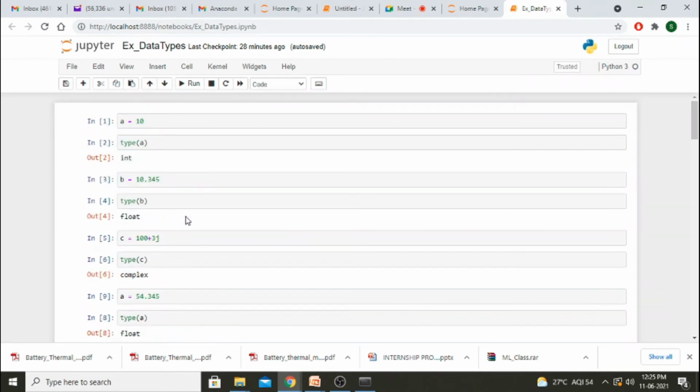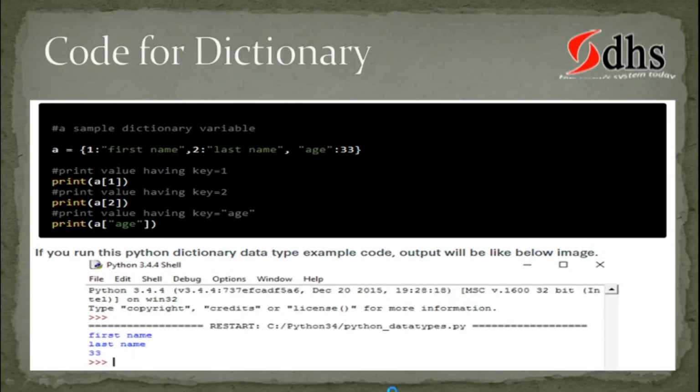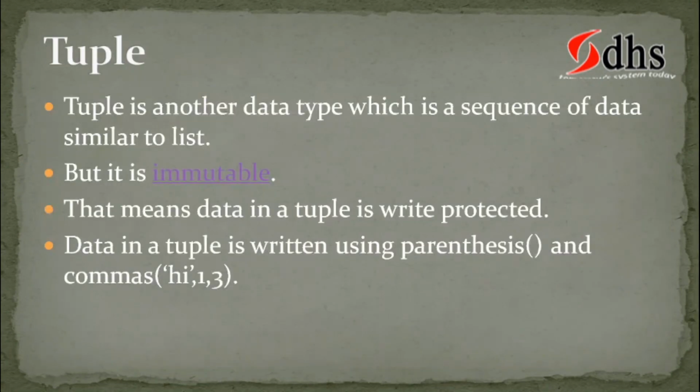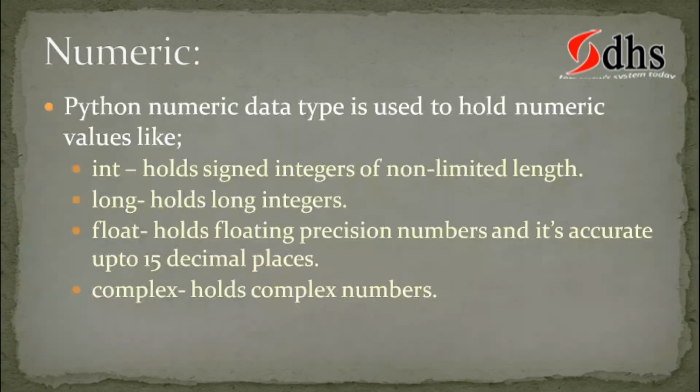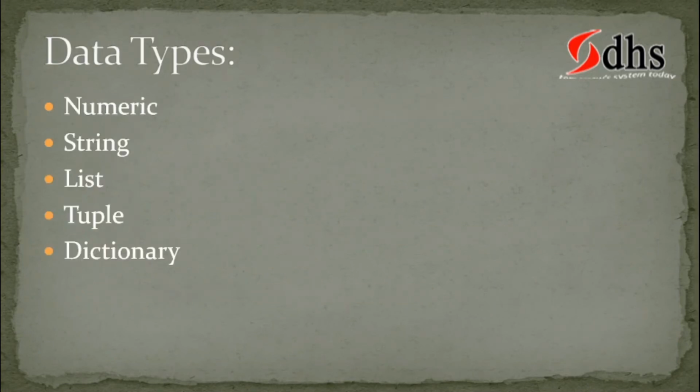Up to this point I have covered the operators: arithmetic operator, relational operator, and conditional operator, and I covered the data types: numeric data type, string data type, list, tuple, and dictionary. These are the two sessions that are over. Next I am going to cover the if statement, else statement, else if statement, multiple if, and loops.